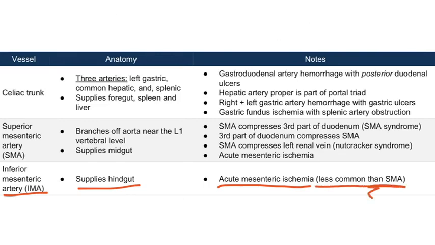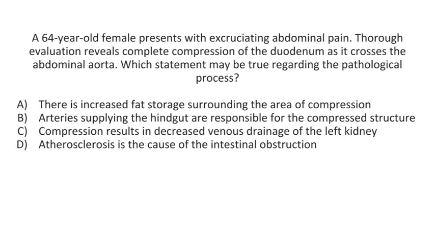Now let's do one last question. A 64-year-old female presents with excruciating abdominal pain. Thorough evaluation reveals complete compression of the duodenum as it crosses the abdominal aorta. Which statement may be true regarding the pathological process? A. There is increased fat storage surrounding the area of compression. B. Arteries supplying the hindgut are responsible for the compressed structure. C. Compression results in decreased venous drainage of the left kidney. Or D. Atherosclerosis is the cause of the intestinal obstruction.